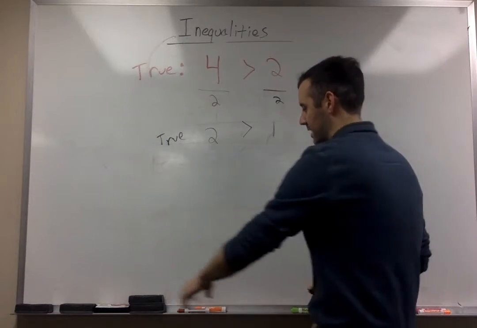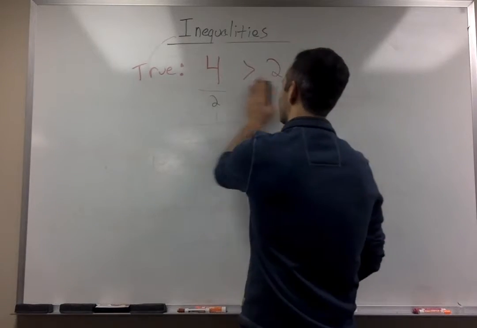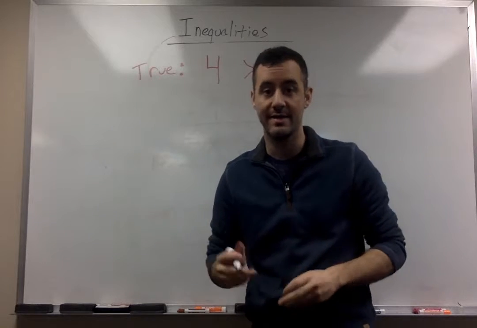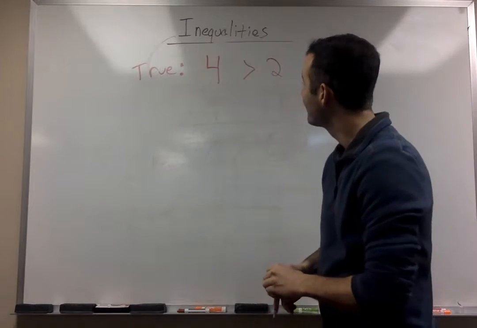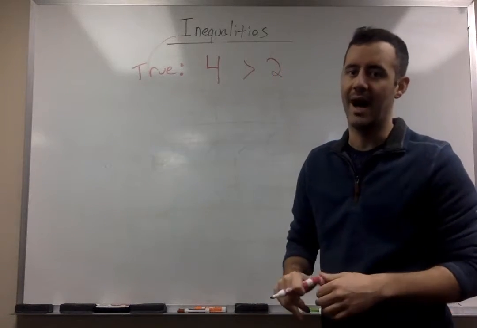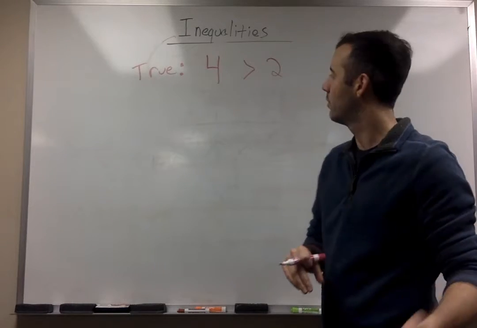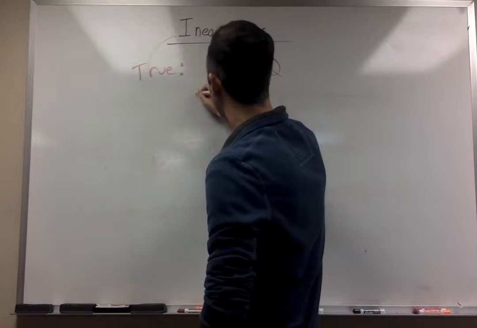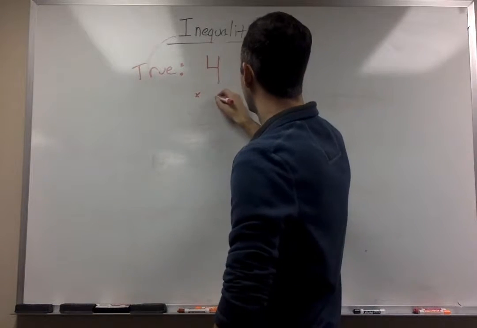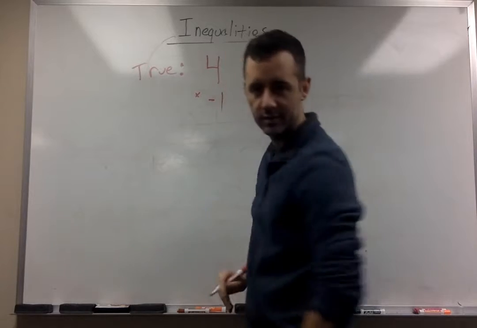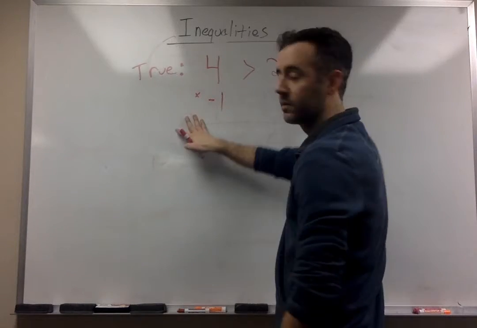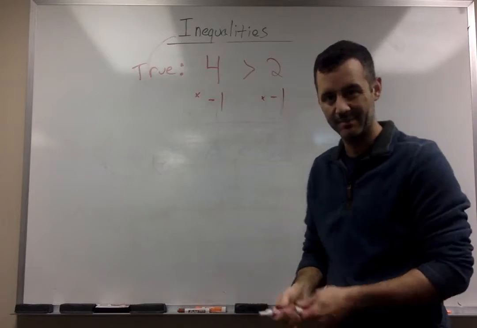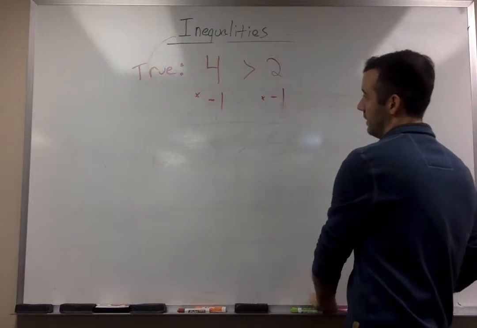Let's look at a couple more examples. What if instead of dividing by a positive number, I divide by a negative number? Or maybe multiply. Let's try that. So what if I multiply this by -1? We'll just keep it simple, right? If I multiply this side by -1, I have to multiply this side by -1. Okay, let's see what our answer is.